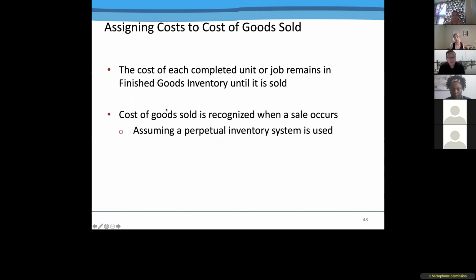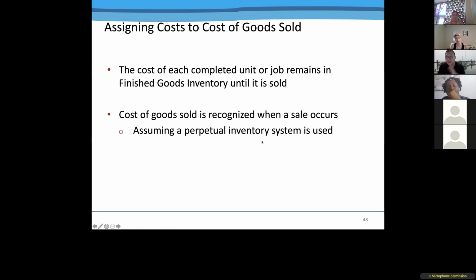So after the finished goods cost, the completed units or jobs remain in the finished goods inventory until they are sold. The minute the goods are sold, the cost goes into cost of goods sold. We are assuming this is a perpetual inventory system.